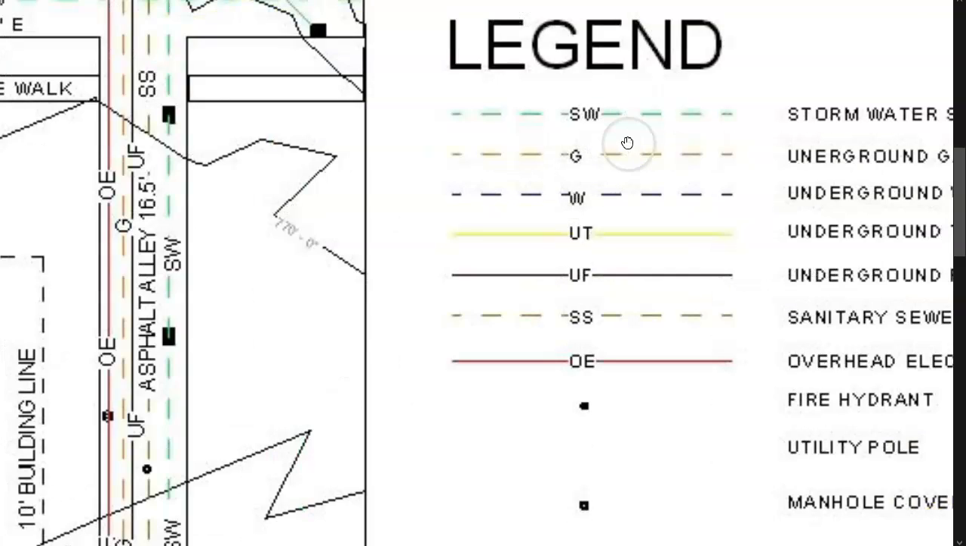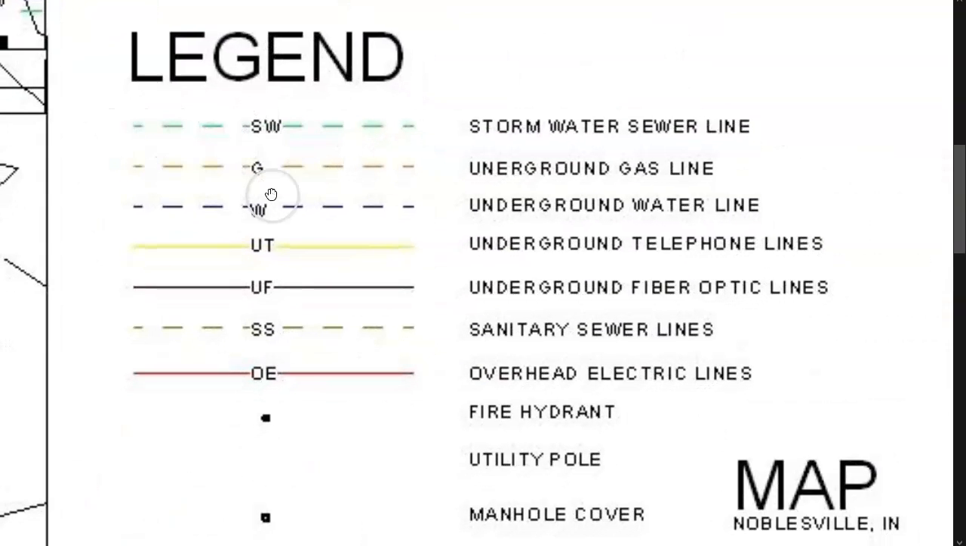Okay, so if we look at this, we see that we have some lines and what they mean. If it's labeled SW, it's stormwater. G is underground gas line. D means it's a water line. This is where you get water for your house for drinking and washing and that sort of thing. UT means underground telephone lines. That would also be like cable and things like that.